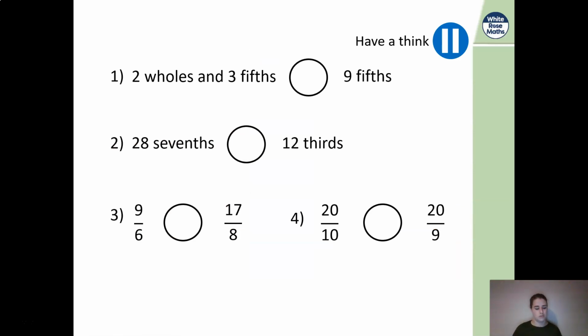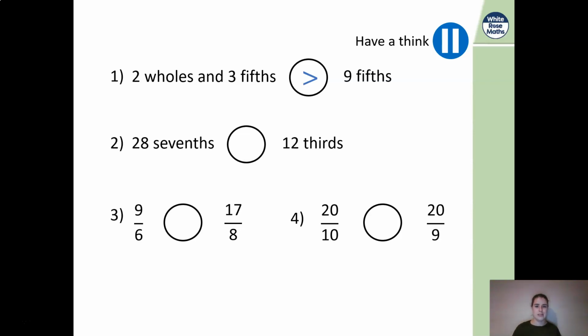Okay, so 2 wholes and 3/5. I'm going to show you what that looks like. So there is 2 wholes, okay, and 3/5. And then we have 9/5 over here. So that's how we write those fractions. So for this one, 2 wholes and 3/5 is going to be bigger, okay? Because we've got more wholes than we have from the fifths.